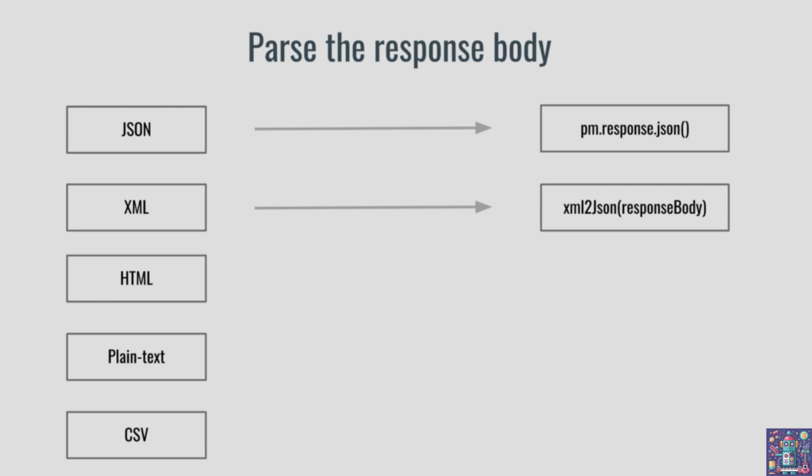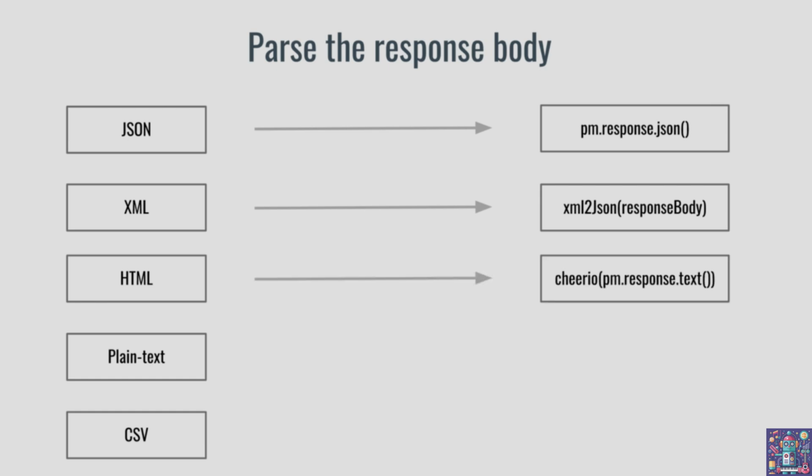Now, things get a bit more complicated if you're working with HTML. In case you are dealing with HTML and you need to extract some specific information from it, the first step is to get the contents. You can get the contents of the response by using pm.response.text. And then there's a built-in library in Postman called Cheerio. If you've worked with jQuery in the past, Cheerio is pretty similar to jQuery, and it easily allows you to work with the DOM of the response body and fetch some information from that.